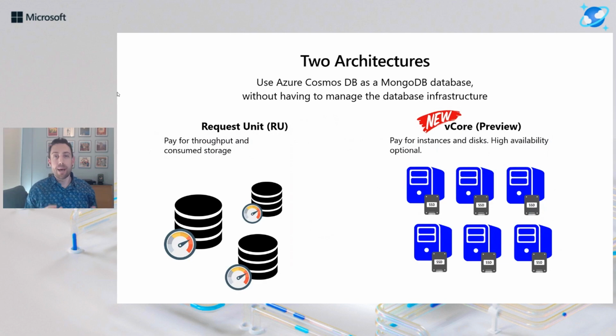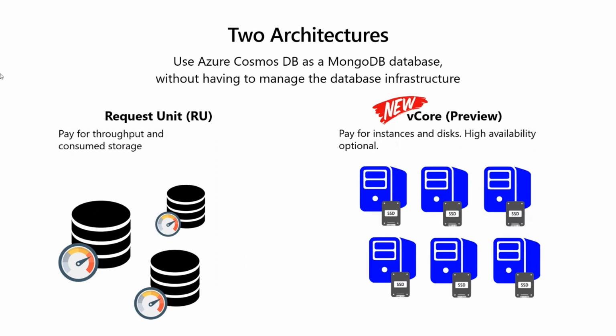Let's talk a bit more about the two architectures. The first one is request units. This is the one you might already be familiar with. This is where you pay for throughputs as well as consume storage.